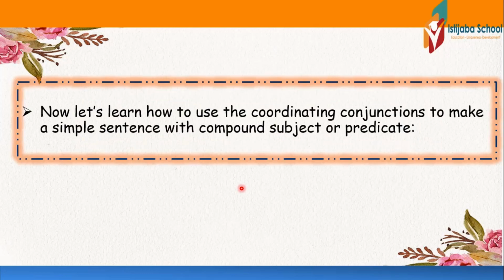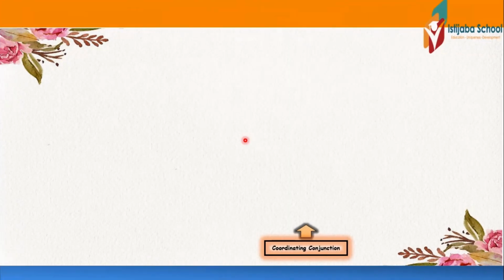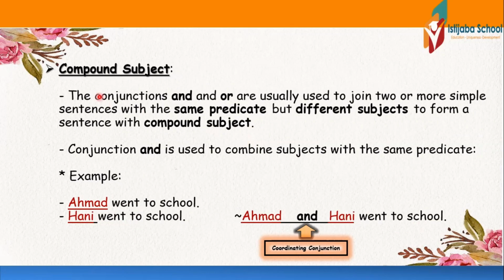Now let's see together how we're gonna use the coordinating conjunctions in order to form compound subject or predicate. Let's start with the compound subject. In order to form compound subject, we use the conjunctions and, or. So we use them in order to join 2 or more simple sentences with the same predicate but different subjects. This is really important. So we have the same predicate but the subjects are different.